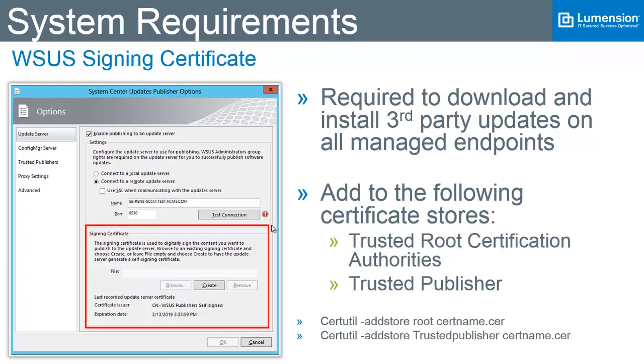So by default, when you're evaluating the product, the System Center Update Publisher tool is going to prompt you for a self-signing certificate. It's going to ask you if you want to create a new certificate or if you want to create a self-signing certificate. In order for those endpoints to be able to detect and install patches delivered by Lumension, each of those endpoints must trust that WSUS self-signing certificate. So you have to manually apply that self-signing certificate into the following certificate stores, which is Trusted Root Certification Authority and Trusted Publisher.